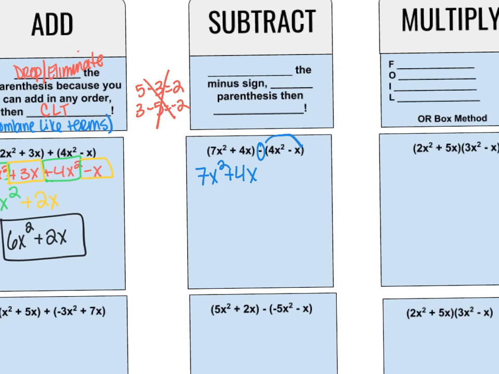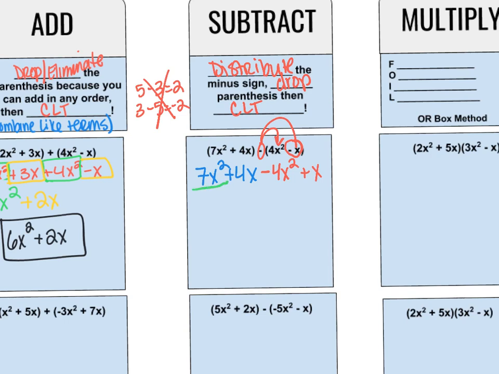And so we talked a little bit about this in class, where we're going to distribute this negative sign. So it's distribute the negative, drop the parentheses, then combine like terms. So let's distribute this negative sign. A negative times 4x squared is going to give me negative 4x squared. And a negative times a negative x is going to give me a positive x. So I'm able to drop those parentheses now, and now I can combine like terms.